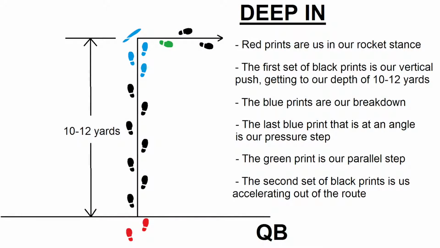Next is the deep in. This is very similar to the quick in, except as opposed to a speed cut, we'll be breaking down and then cutting in. This is because by the time we get to 10 to 12 yards, we'll be running much faster than we would only 3 to 4 yards with a quick in. So all we're doing is we're getting to our depth, breaking down, cutting with a pressure step, then turning in and staying parallel with a parallel step. In the diagram, the blue steps are our breakdown, with the last blue step being our pressure step. The green step is our parallel step. Now let's see this demonstrated.